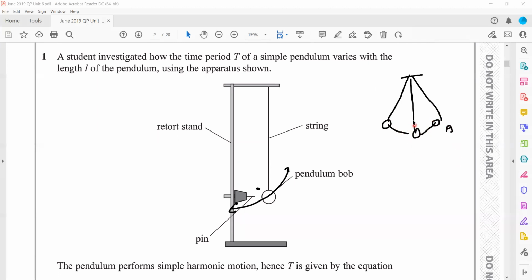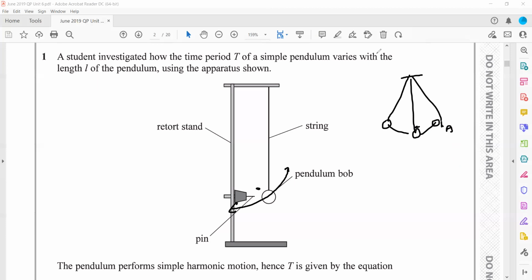That's why the center point is taken as a reference, because every oscillation, the pendulum will pass through this point. Why not any point in the amplitude? Because not every time will it reach that point. That's why it won't be accurate.